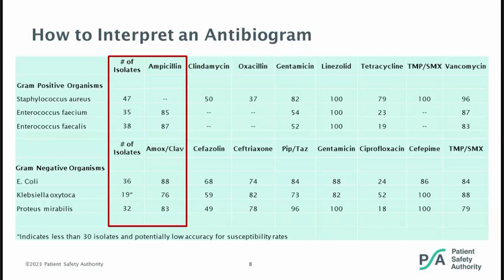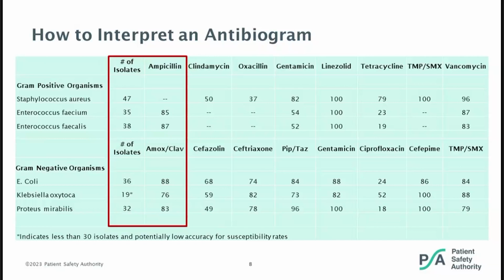So again, looking at E. coli, ampicillin is 88, and we go across, and tetracycline is only 24. So this is 24% susceptible to this particular organism. Based on this result, this is not an antibiotic that would be our first choice to treat an infection with E. coli. But anything above 80% is an antibiotic that we would wish to choose.